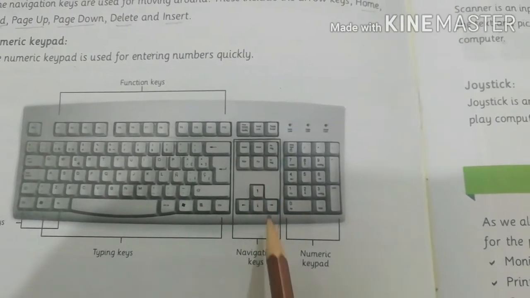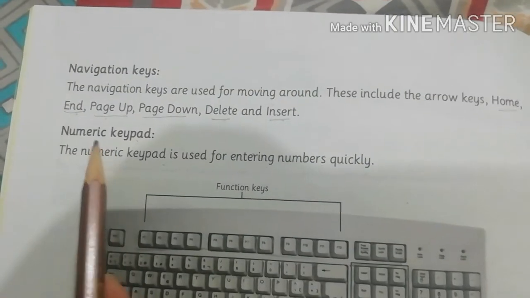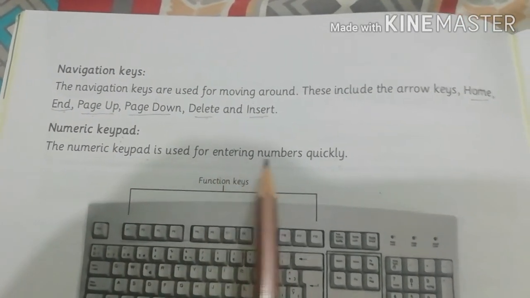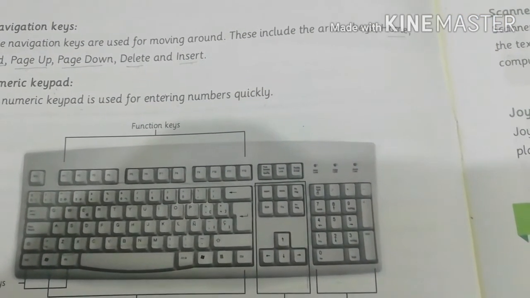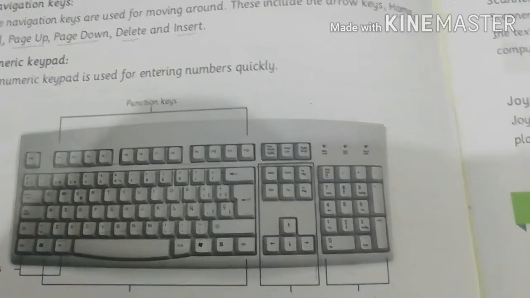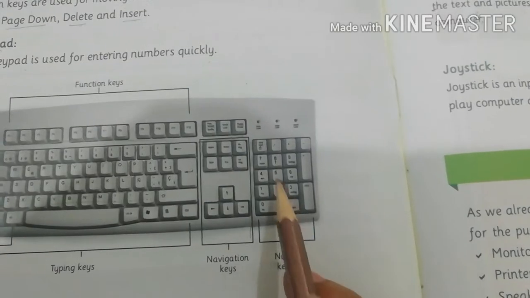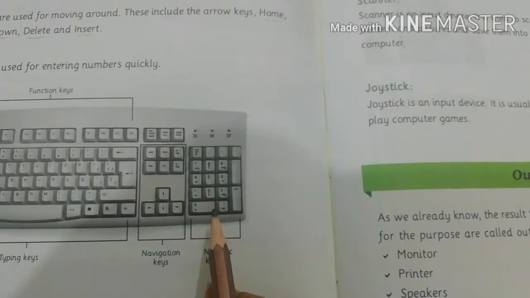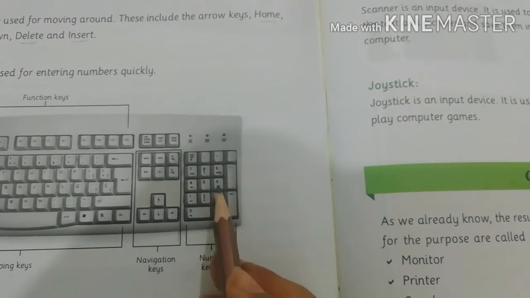Dear students, using navigation keys we can move around in documents or web pages. The next key is the numeric keypad. The numeric keypad is used for entering numbers quickly. The keys are grouped together in a block like a conventional calculator. Look, this is the numeric keypad. It looks just like a calculator. When we press a number key, it produces a number. For example, if we press 2 plus 2.